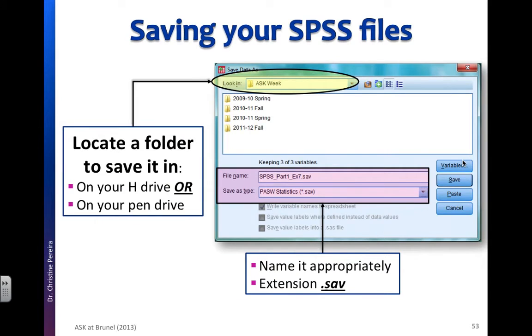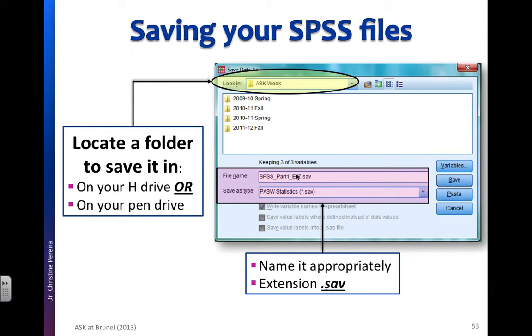Then you'll get this dialog box here. The first thing that you want to do is locate a folder to save it in. It will pop up with the default SPSS folder, which seems like a place to save my work, but really it's just a temporary folder and things can get deleted from there. So please do find your own folder and save it somewhere where you can find it later. Maybe create a separate folder for all of your SPSS data files.